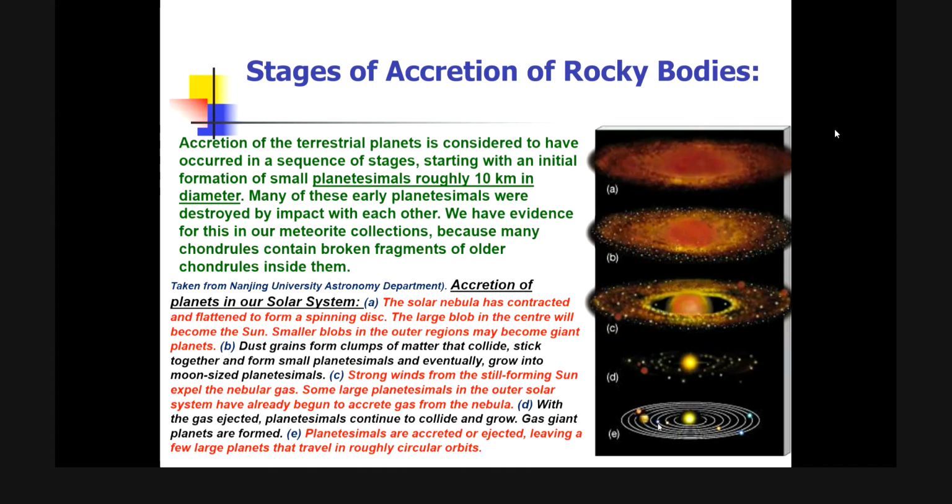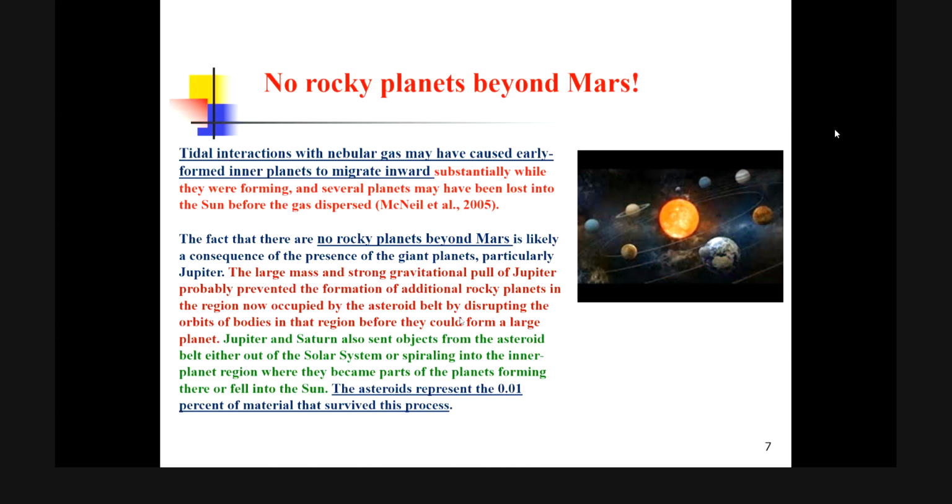And if you look at the final stage over here, planetesimals are accreted or ejected, right? Leaving a few large planets that were roughly traveling in circular orbits, right? And we had also discussed why there is this demarcation between the inner planets and the outer planets in the form of the asteroid belt, where ideally there should have been a full-fledged planetary body, right? But instead of that, we find these broken fragments of possibly a growing planetesimal, right?